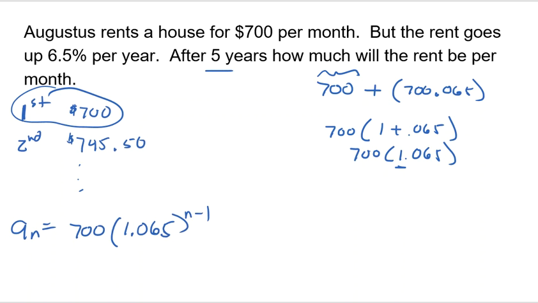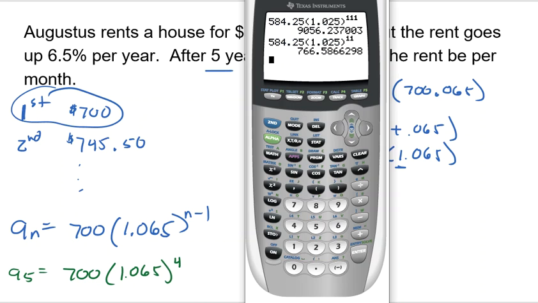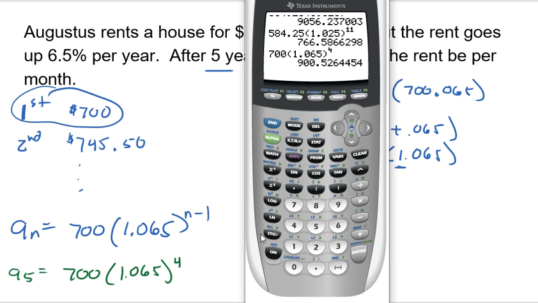So after 5 years, how much money is he going to be paying in rent? Well, now all I got to do is plug in 5. So 700 times 1.065 raised to the 4. 5 minus 1 is 4. Grab my calculator and see if I can type this in right this time. 700 times 1.065 raised to the 4. And there we go. So it was almost a $200 increase, right?